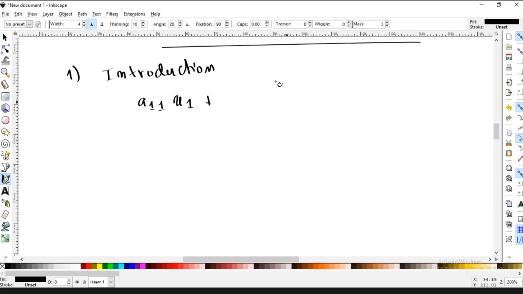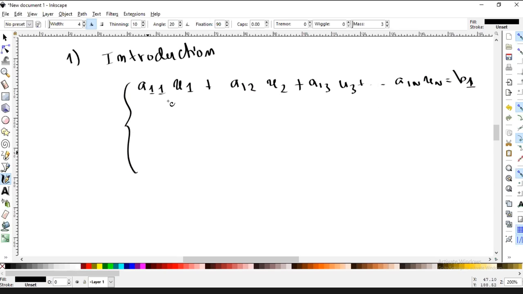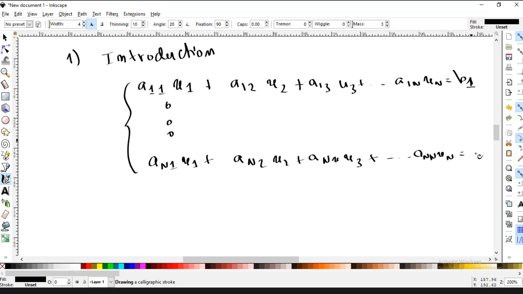So you have n variables here, x1 till xn, and then you have n equations: a11 x1 plus a12 x2 plus a13 x3 etc. plus a1n xn is equal to b1. And so on, until an1 x1 plus an2 x2 plus an3 x3 plus ann xn is equal to bn.